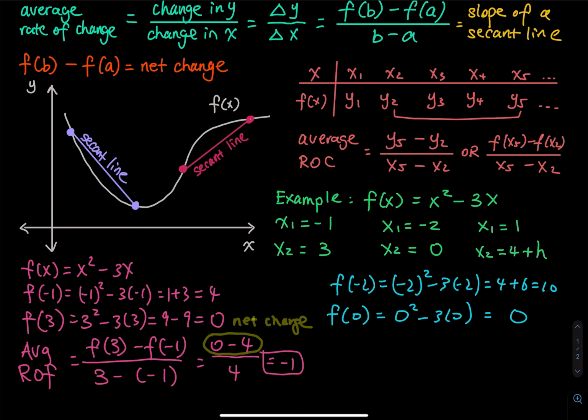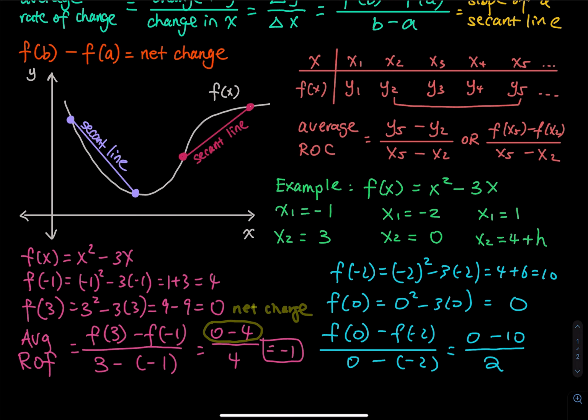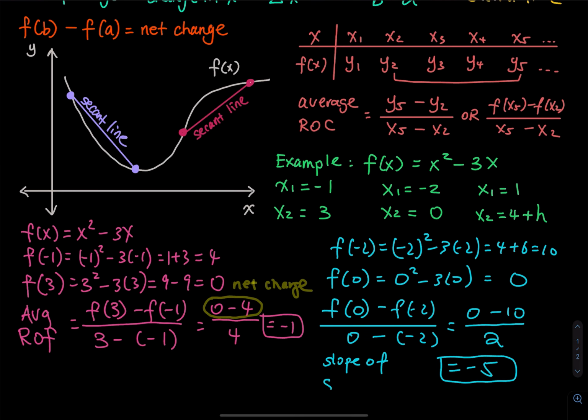So the average rate of change, we have f of 0 minus f of negative 2 divided by 0 minus negative 2. F of 0 is 0 minus 10 divided by 2. So we have negative 10 divided by 2, that equals negative 5. That is the slope of a secant line. And this is also the average rate of change.